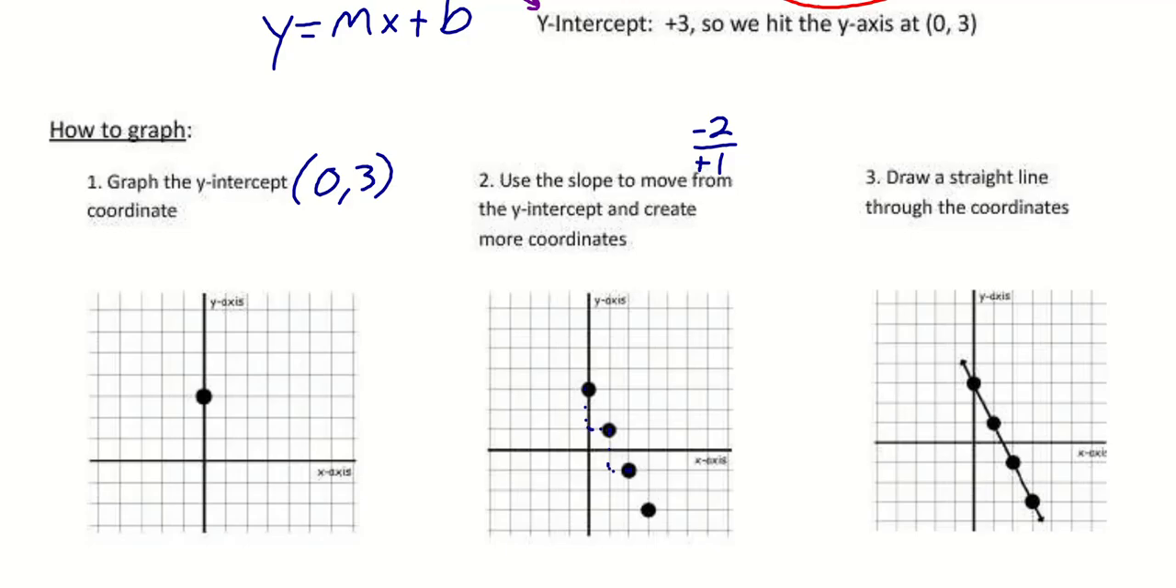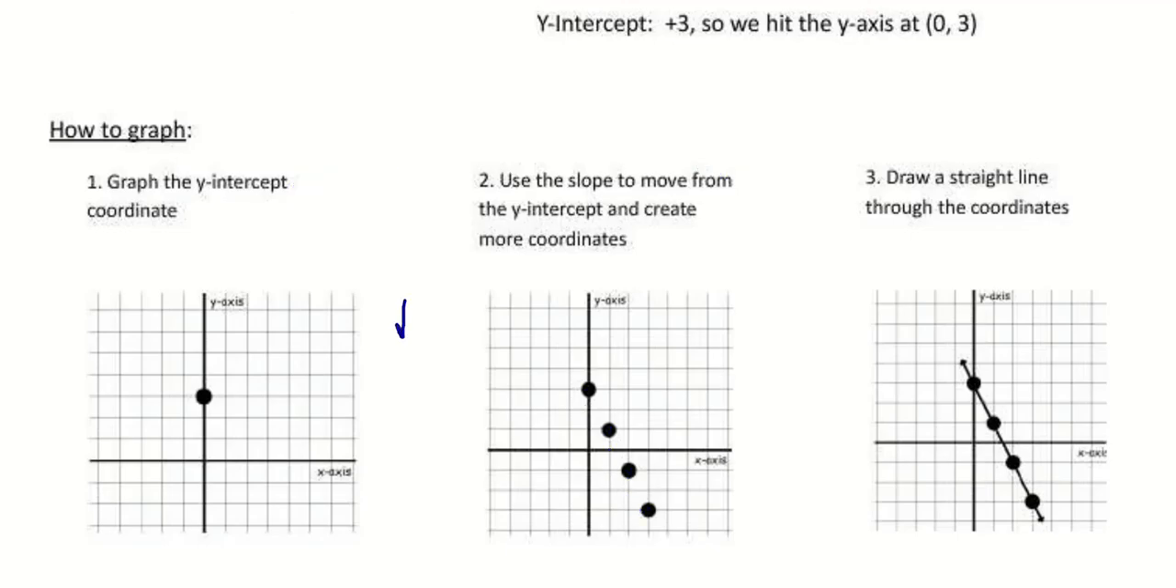Down 2, forward 1. Down 2, forward 1. And I make new coordinates. Now, in case you're curious, I was going one specific direction. So if my slope is telling me to go down 2, forward 1, I could actually reverse both movements, up 2 to backwards 1. And then I could keep the slope going the other direction.